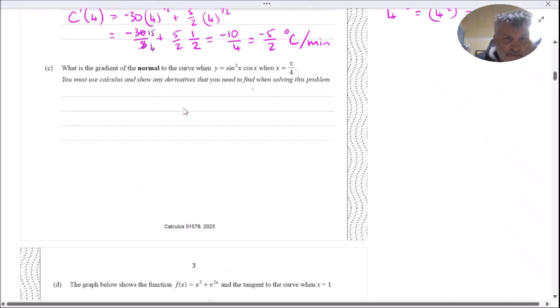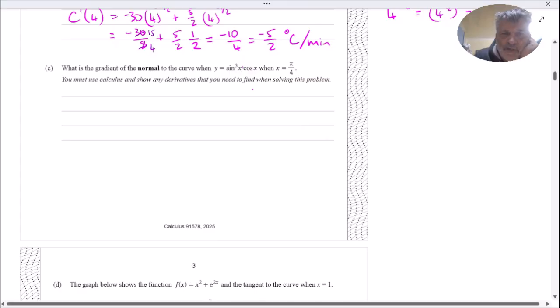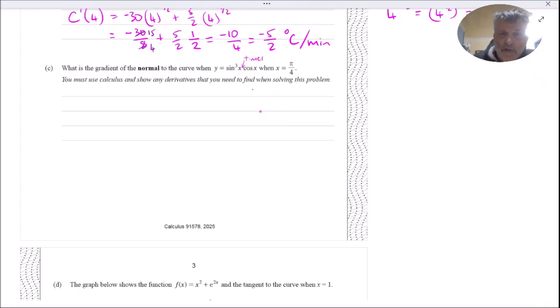Part C, what's the gradient of the normal to the curve y equals sine cubed x cos x at the point x equals pi over 4. Sine cubed x times cos x, yeah. That times in the middle here is important. So we should think of this as being times, and if when we say it out to ourselves or in our head when we're doing the problems, we remember that that's times, that will remind us that when we go to differentiate it, we've got a product, so we have to use the product rule.